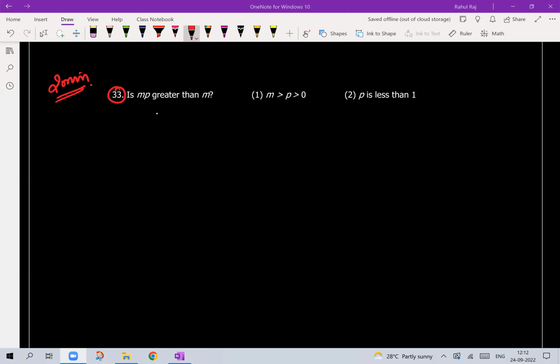It says what? Is MP greater than M? Check here. Is MP greater than M? Pretty direct question. No information is given to you at all. But guys, please always remember, it's good for you. I can't force you that this is how you should be solving a question, but this is always a better approach, I can say. When the variables are the same on both sides, always bring them on one side. This gives you a lot of liberty to have a command on the question.